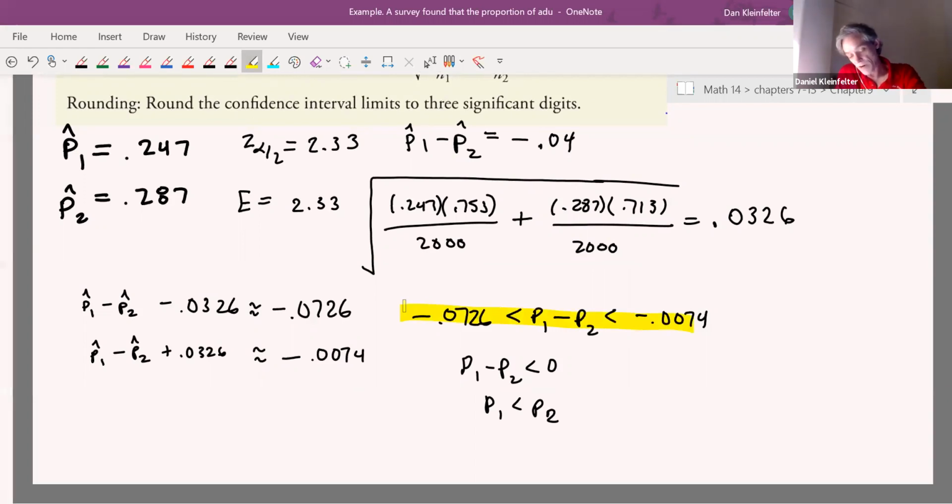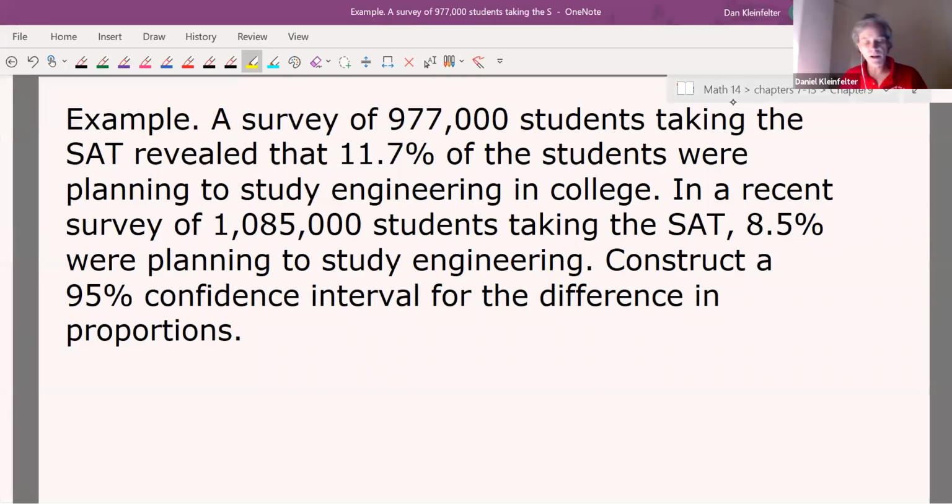Okay, so that's the end of our example. All right, so here is our next example. The story is that a survey of 977,000 students taking the SAT revealed that 11.7% of the students were planning to study engineering. And then in a recent survey of 1,085,000 students taking the SAT, 8.5% were planning to study engineering. We want to construct a 95% confidence interval for the difference in proportions.